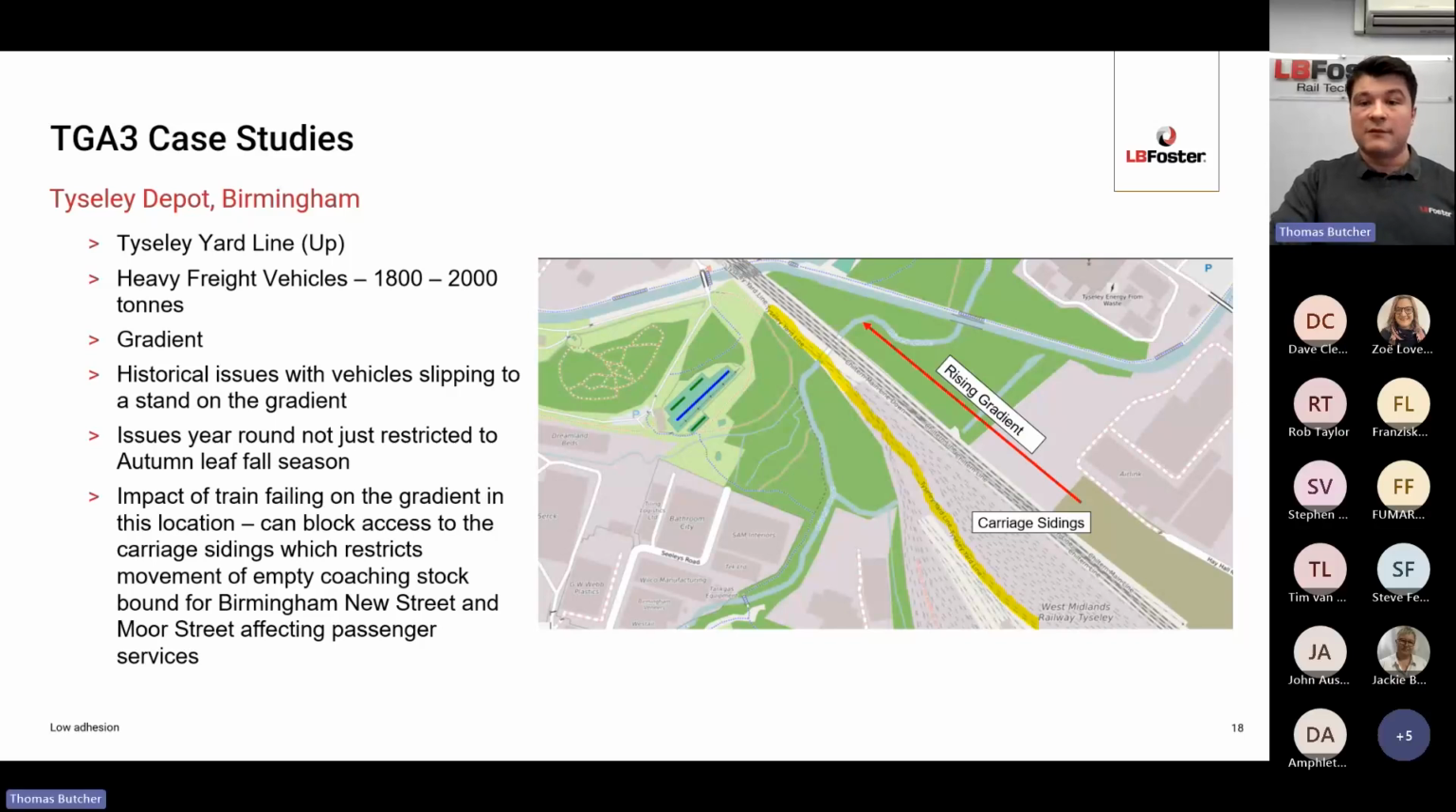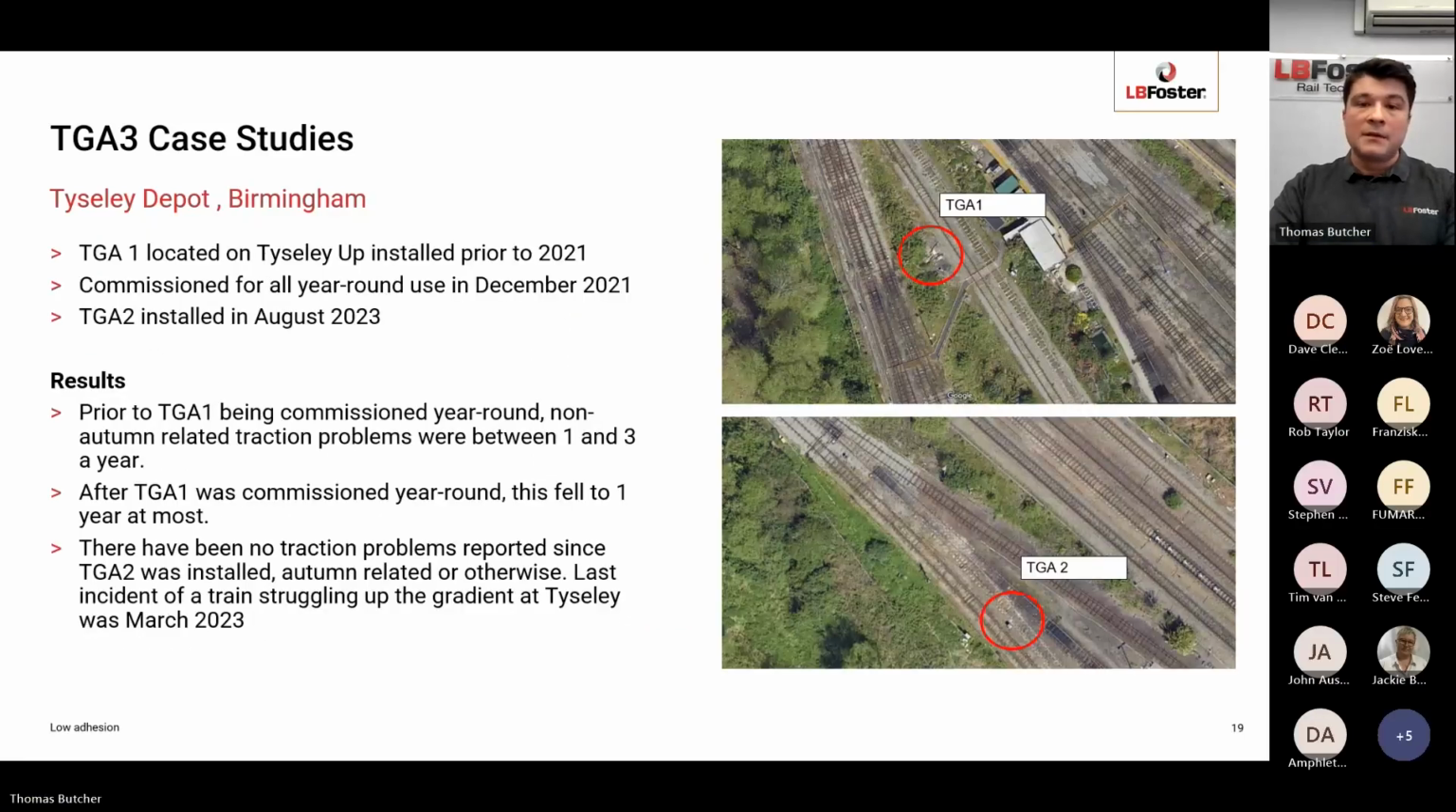The impact of the train failing on the gradient can lead to blocked access to the carriage sidings, which will restrict movement of empty coaching stock bound for Birmingham New Street and Moor Street. And this will affect passenger services and increase costs, as we've shown in the previous slide. So they now have 2 TGAs running year round. The first was commissioned in December 2021, the second in August 2023. Prior to installation, the annual number of non-autumn related traction problems were between 1 and 3. After the installation, this number fell to 1 a year at most.